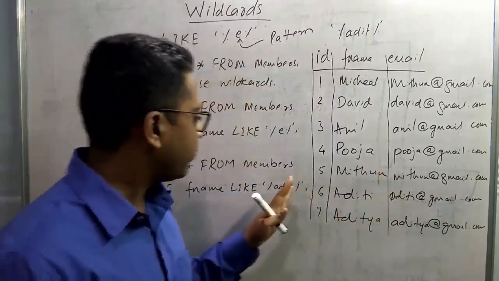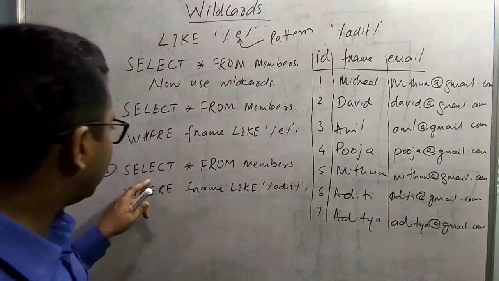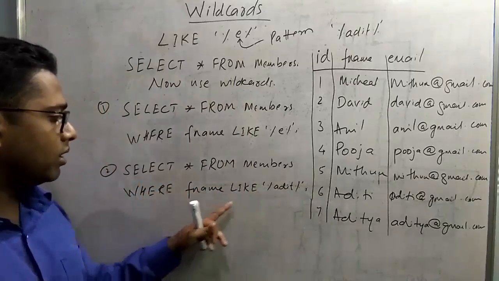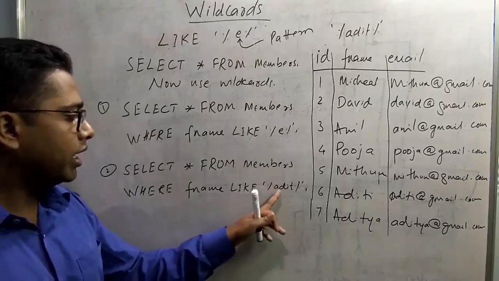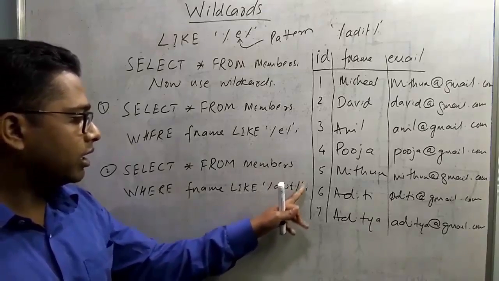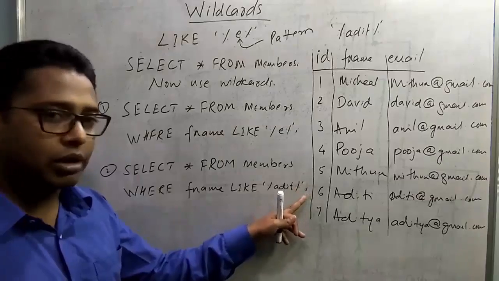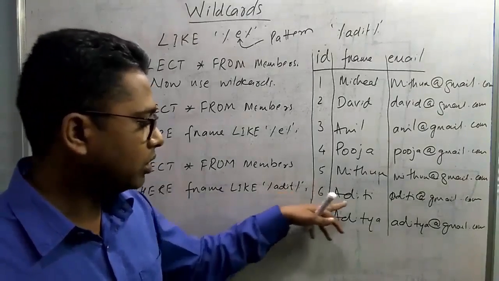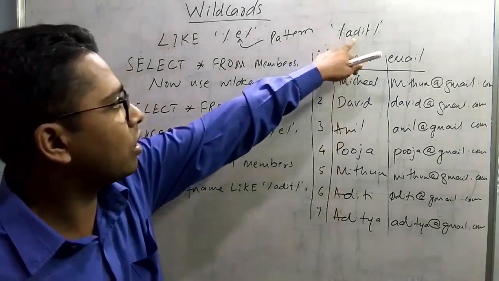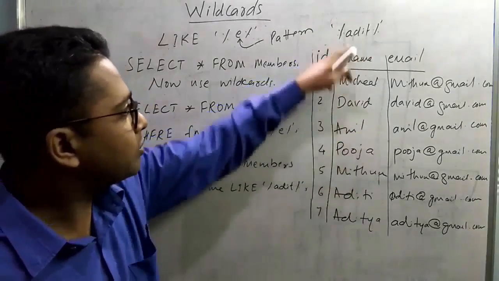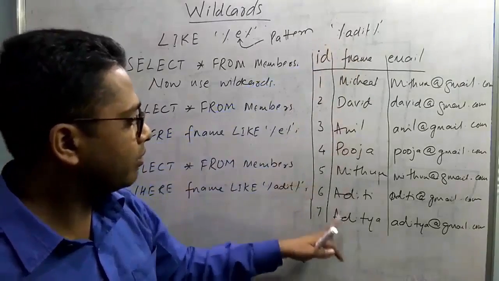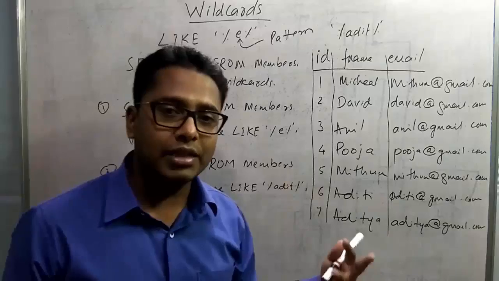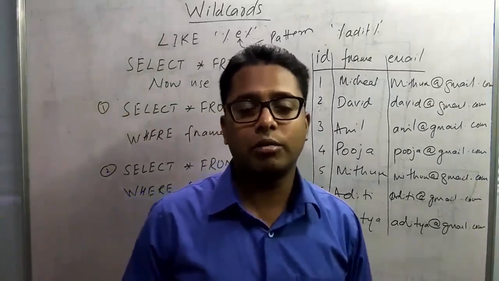So if I change my query to this: select star from members where f name like, single quote, percent adit percent, single quote close, and then semicolon, then MySQL will return me these two records, because these two records satisfy the condition or the pattern. This pattern ADIT will get matched with only these two records. That's why I'll be getting these records as a result or as an output on my command line prompt.